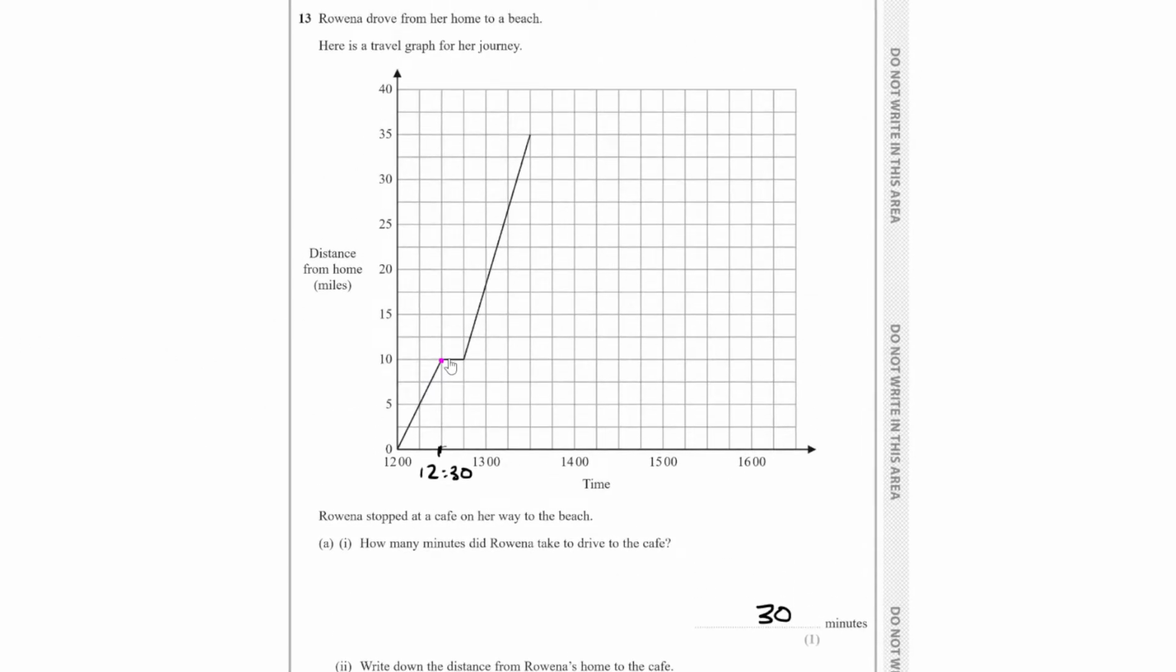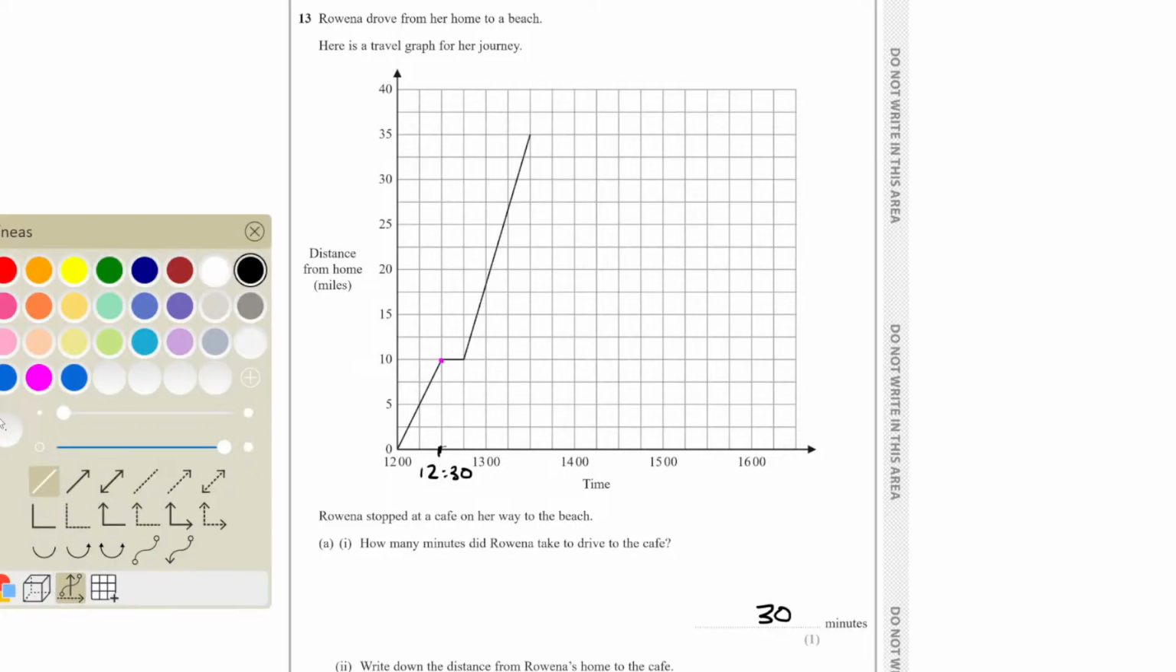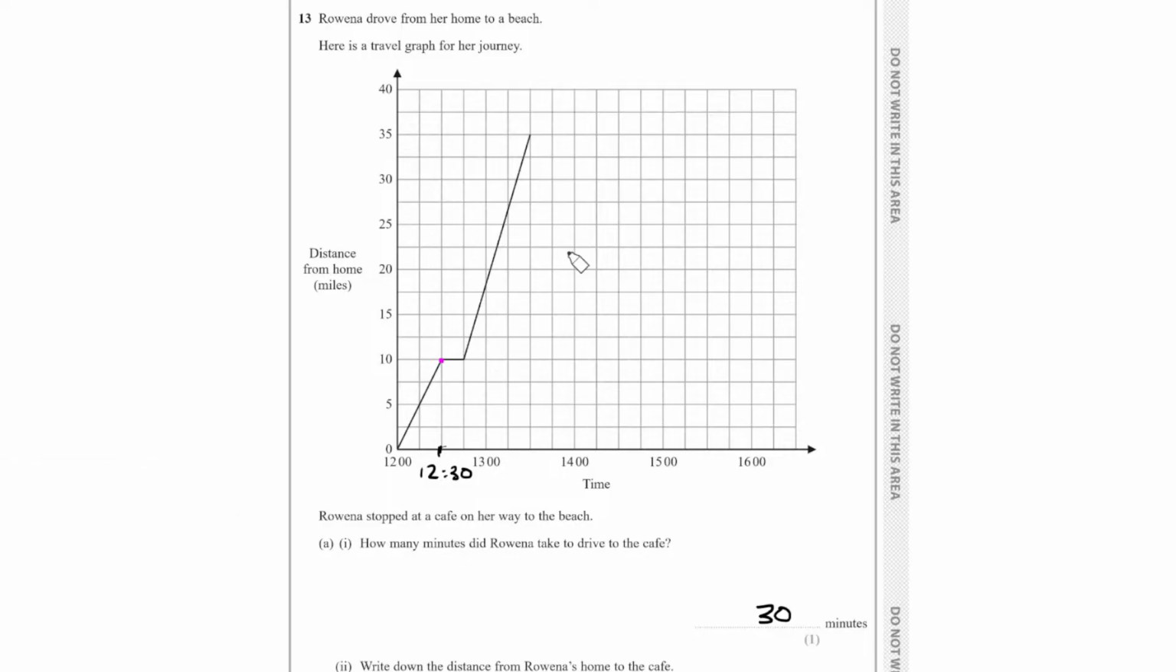So she stayed at the beach for an hour and a half. So that's just going to be, again, another one of these flat lines because the distance hasn't changed, has it? She stayed there for an hour and a half. So she gets to the beach. What time is this? That's 1:30, isn't it? So an hour and a half, so you'd get to 2:30 and then 3 o'clock, wouldn't it? So I'm going to draw just a flat line to 3 o'clock. That's how long she stays at the beach, an hour and a half.